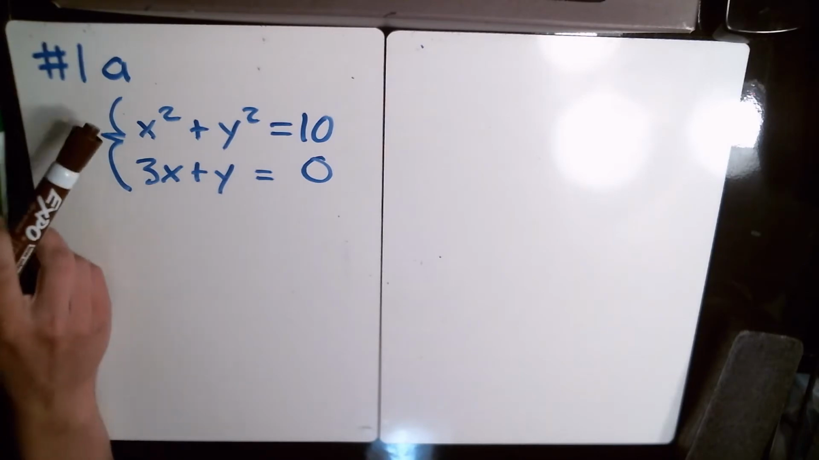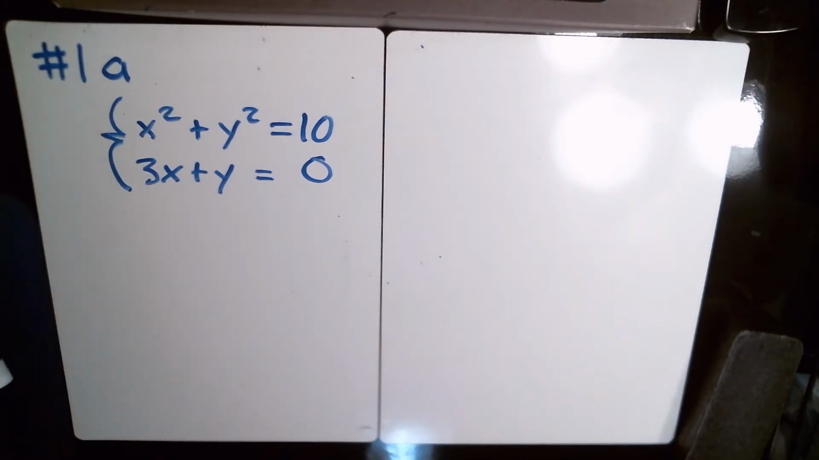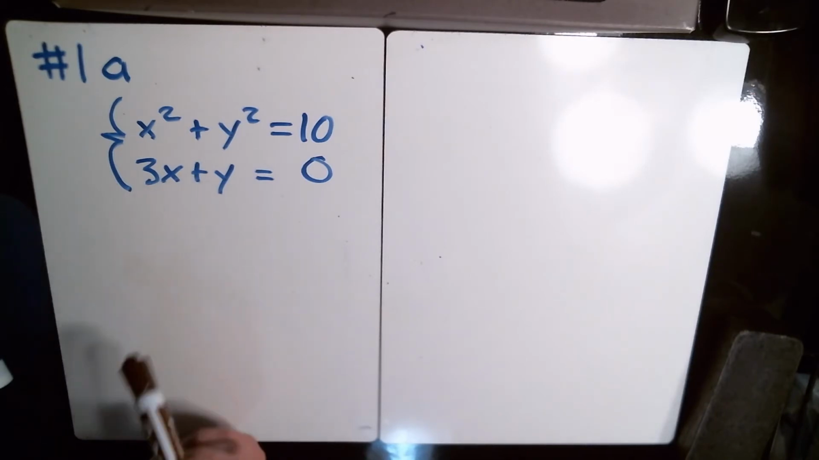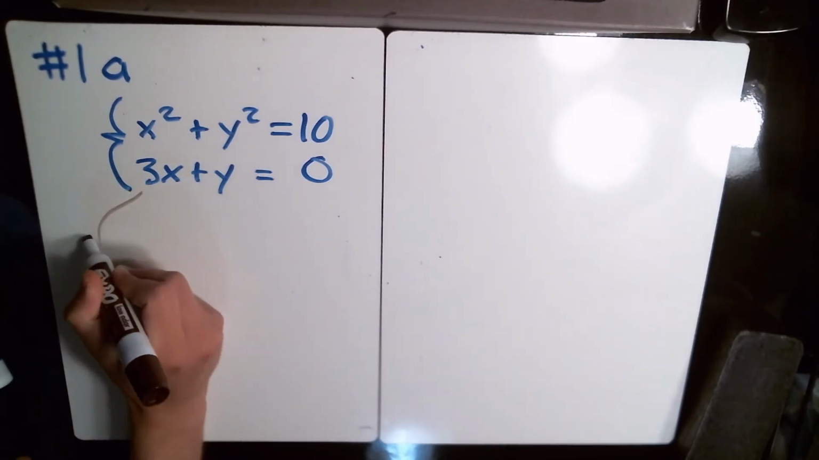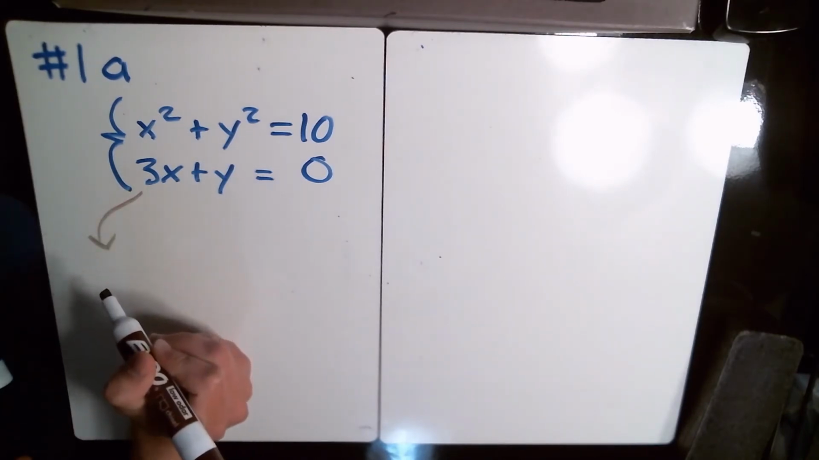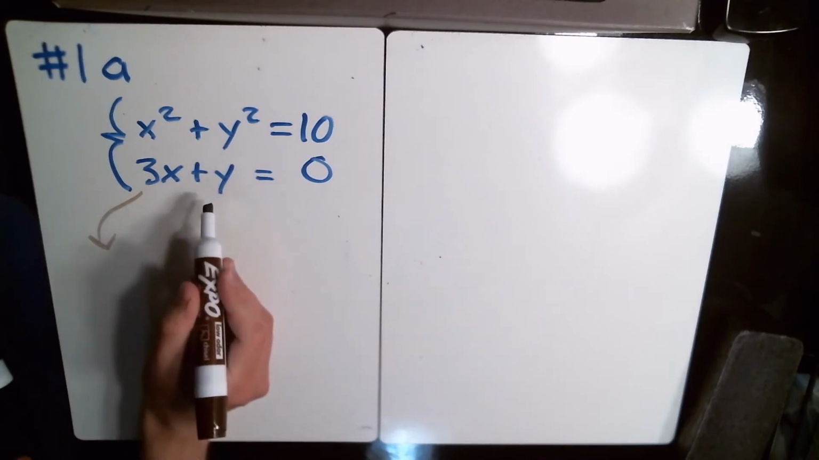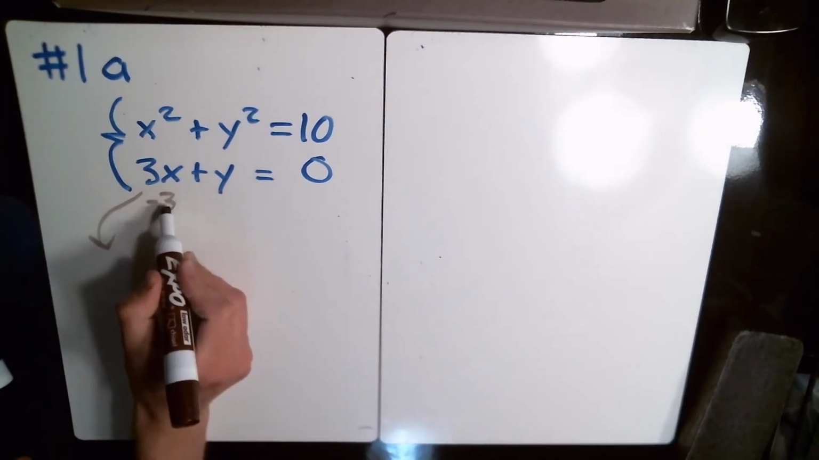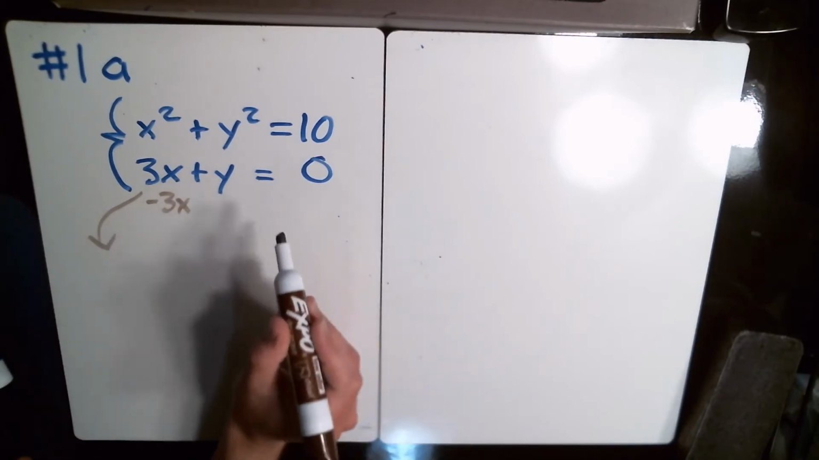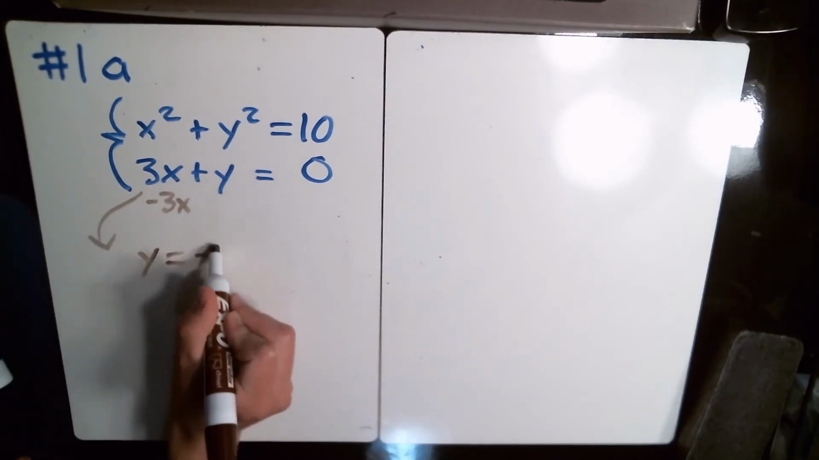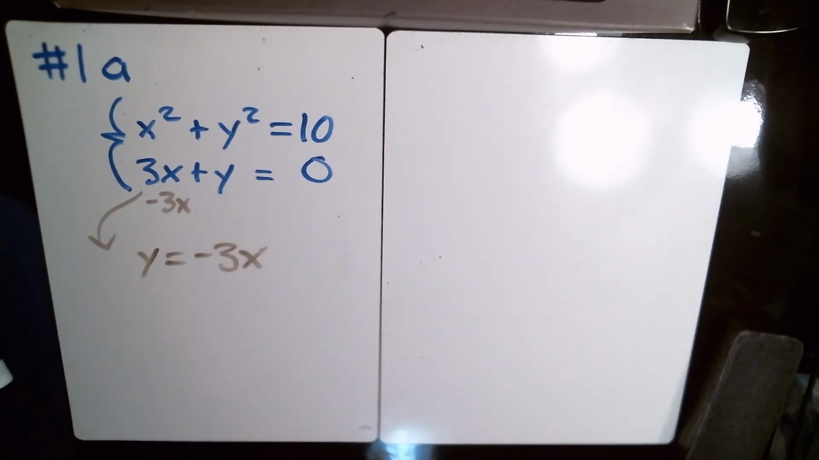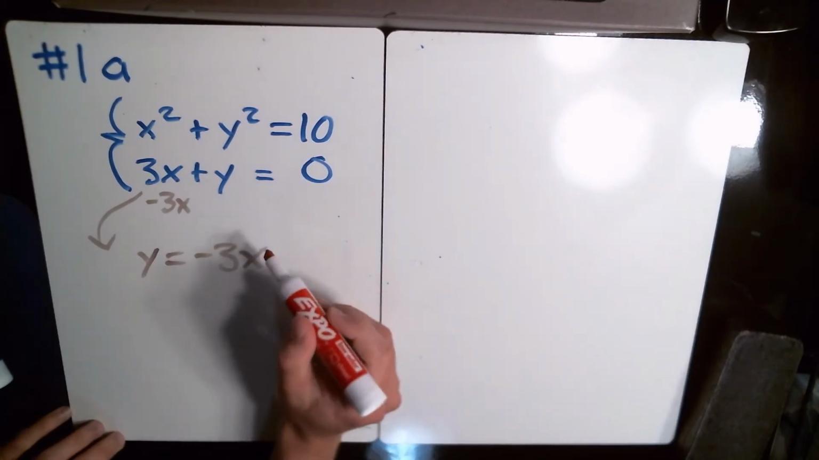In this case, the equations aren't very similar to each other, so I'm going to use substitution. And the bottom one is quite easy to solve for y. All I have to do is subtract 3x from both sides, right? And then I get y is equal to negative 3x. Okay? So I solve for one of the variables and then I plug it back in to the other equation.